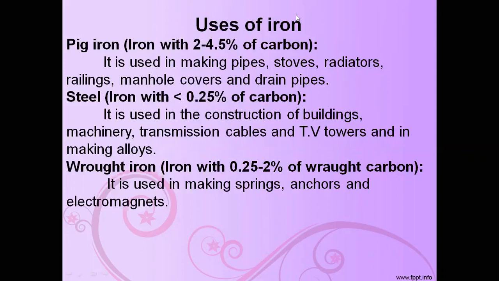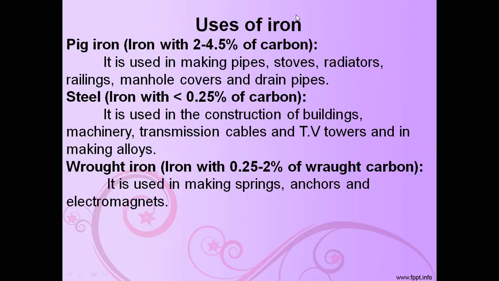Wrought iron contains 0.25% to 2% carbon. This iron is used in making springs, anchors and electromagnets. So these are the uses of iron and types. What are the types of iron? Pig iron, steel iron, and wrought iron. So these are the uses of iron.